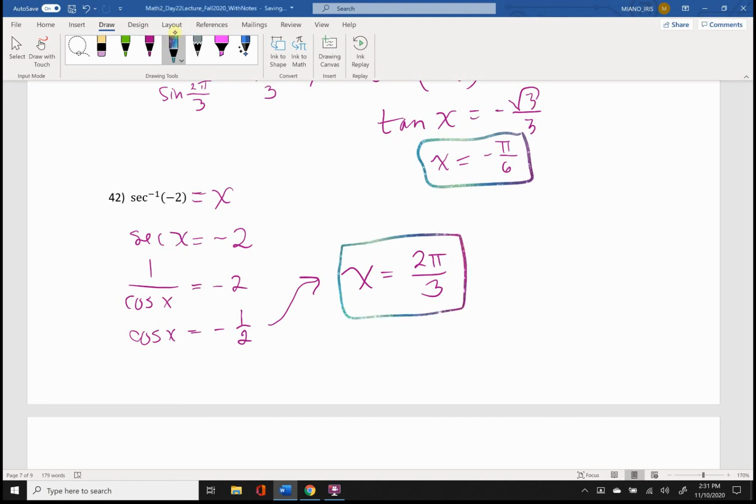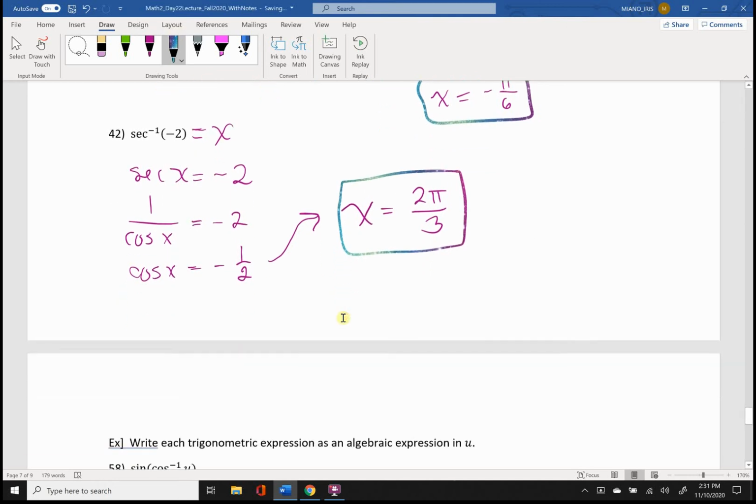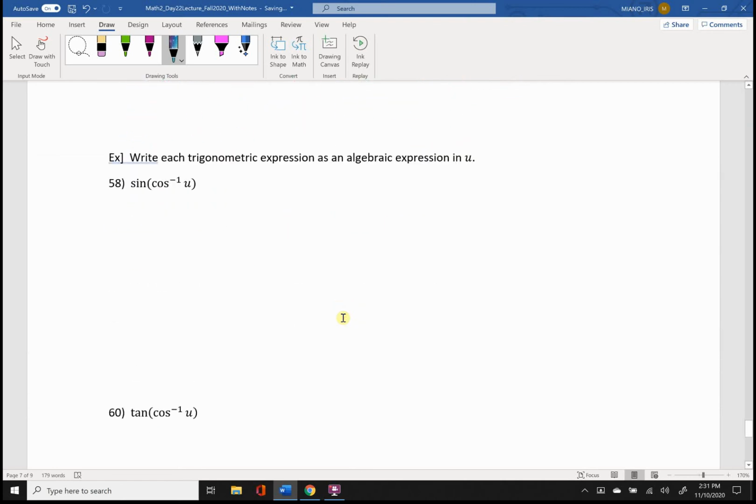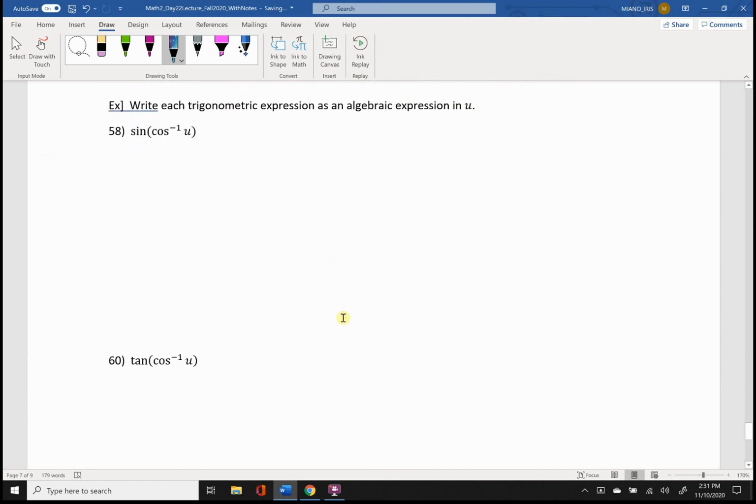Oh, yeah, I guess I'll box up my x's. It's just the x's used as my dummy variable. Okay, moving on. Let's get into some more complicated ones in which we are asked to write each trigonometric expression as an algebraic expression in U. So this is like a weird U substitution.